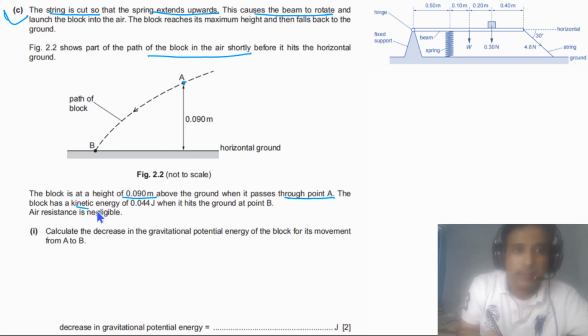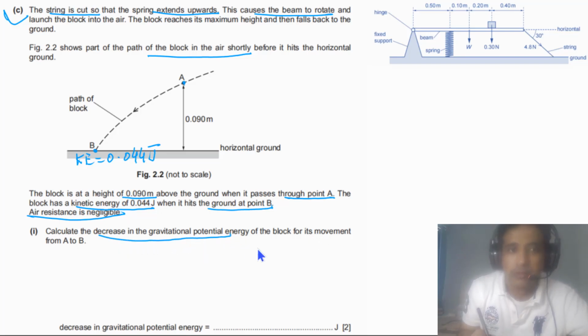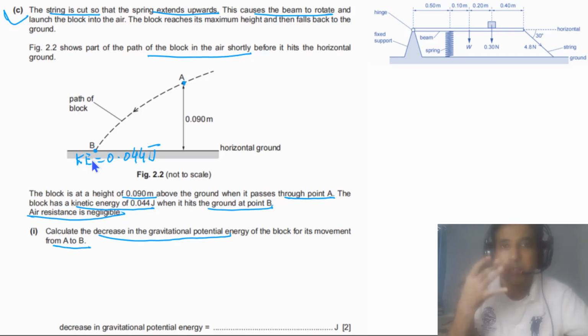The block has a kinetic energy of 0.044 joules when it hits the ground at point B. Means at this point the kinetic energy of the block is given to us, that is equal to 0.044 joules. Air resistance is negligible. Calculate the decrease in gravitational potential energy of the block for its movement from A to B. Means when the block moves from A to B, what is the decrease in gravitational potential energy?